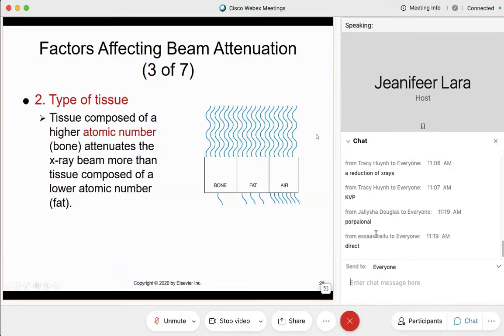All right, type of tissue. Now, this basically means what kind of tissue are we talking about? Are we talking about bone? Are we talking about soft tissue? Or are we talking about air? Okay? Air. The alveolar sacs. Alveolar sacs that contain what inside of the lungs?